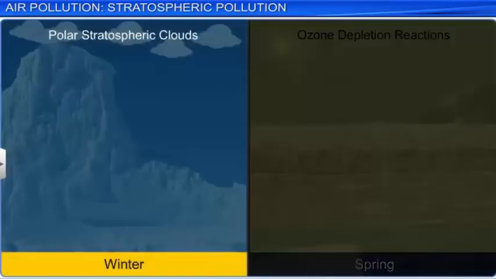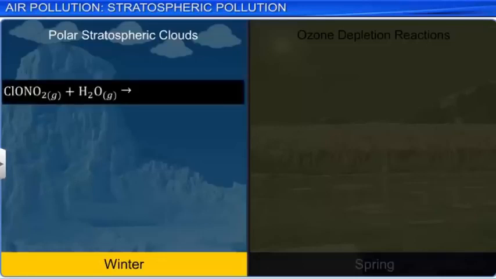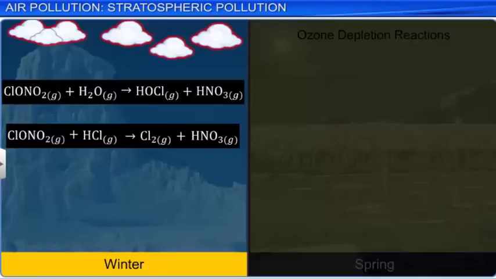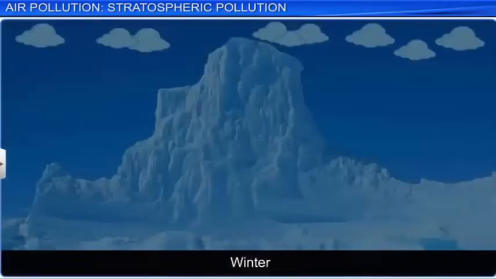In winter, the polar stratospheric clouds provide a surface by which chlorine nitrate hydrolyzes to hypochlorous acid and nitric acid. Also, chlorine nitrate reacts with hydrogen chloride to form chlorine molecules. And the chlorine-containing gases, along with nitric acid, form cloud particulates. Due to the lack of sunlight, these clouds remain chemically stable for almost 3 months without causing any harm to the ozone layer.